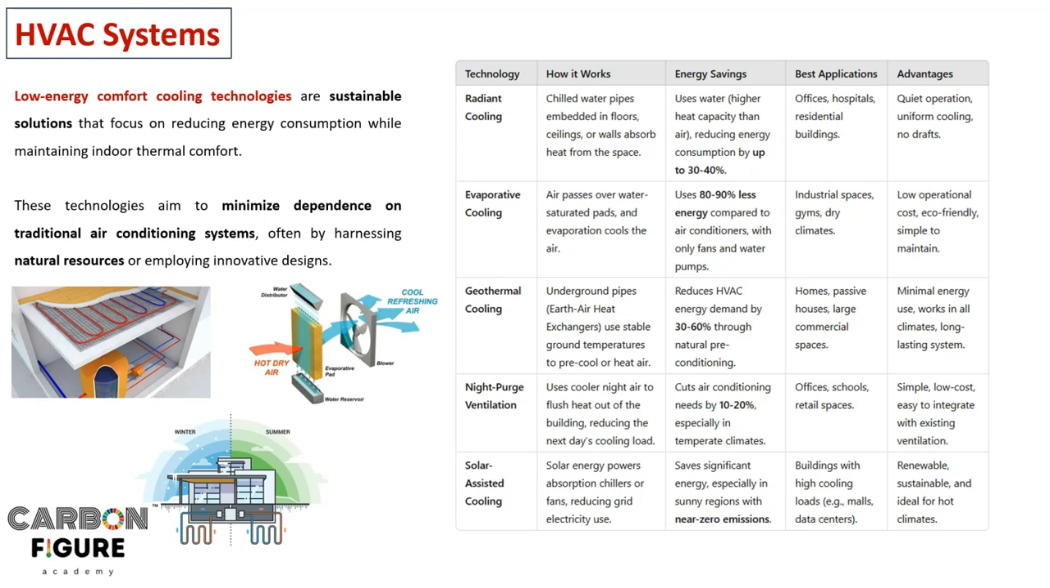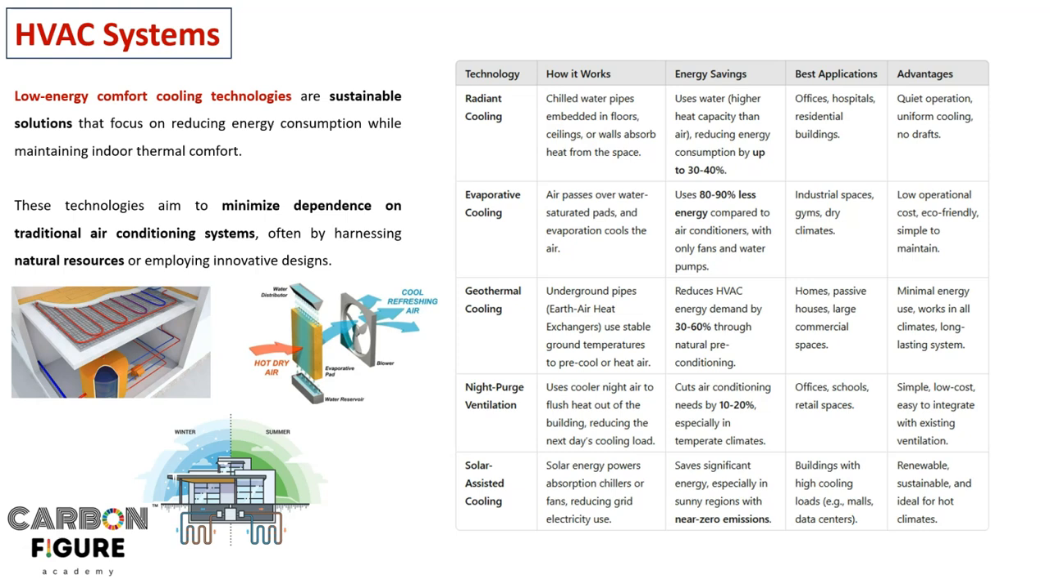Then night purge ventilation uses cooler night air to flush heat out of the building, reducing the next day's cooling load. So what they are indicating is cooler night air. It is all about capturing the nighttime air, storing it, and releasing it into the buildings during the daytime, right? It's a kind of energy efficient scenario, but I really don't know what the typical equipment, installation requirements, and performance of this kind of system are.